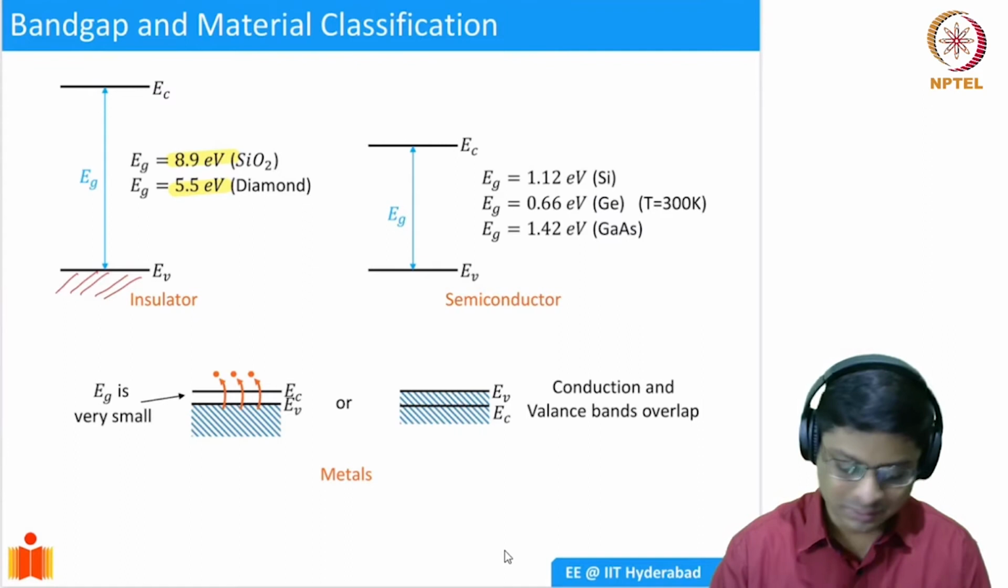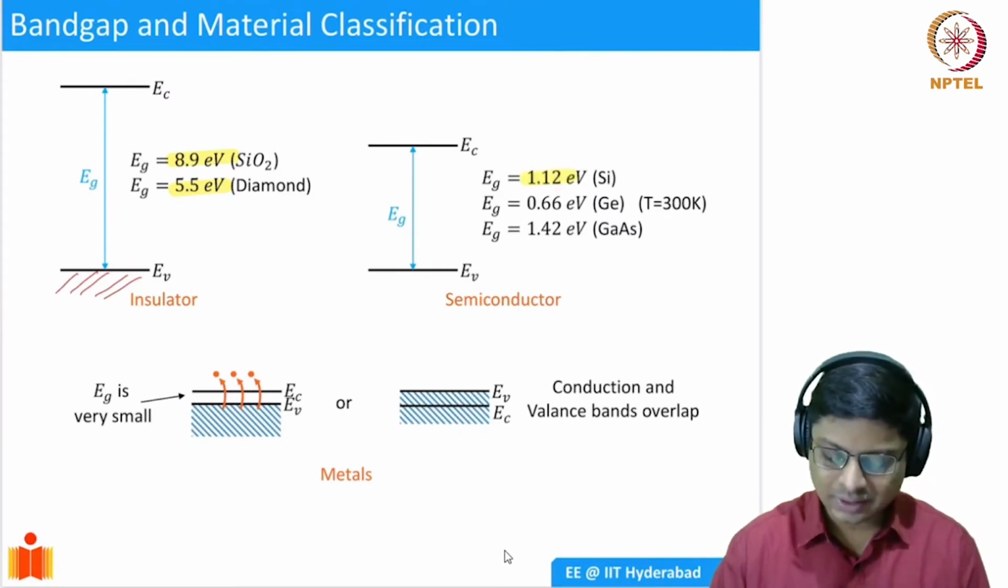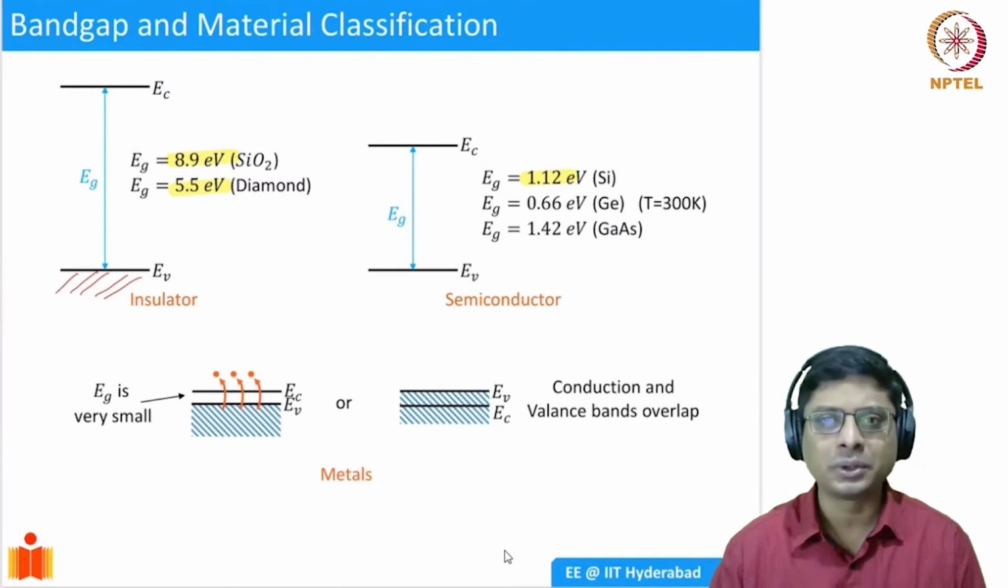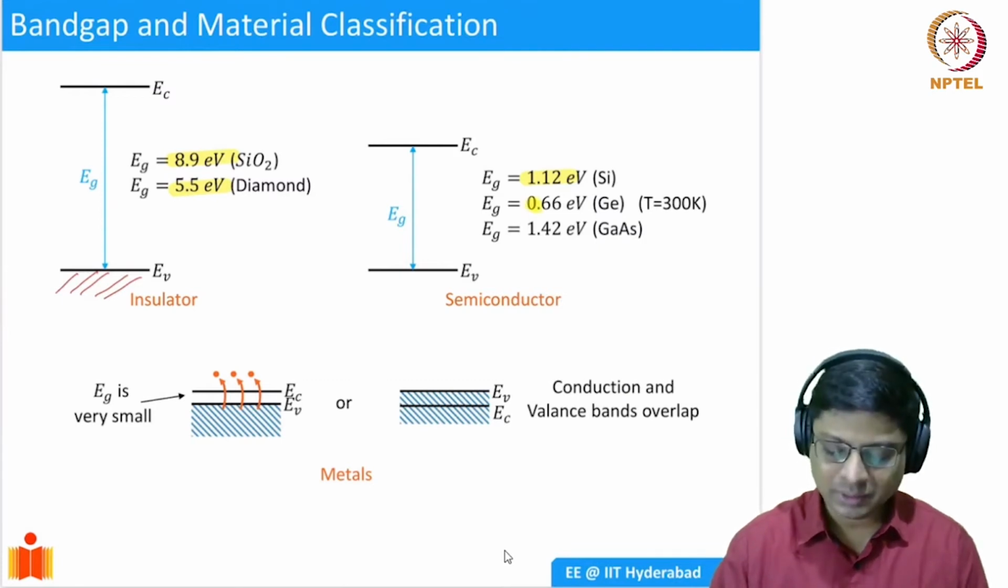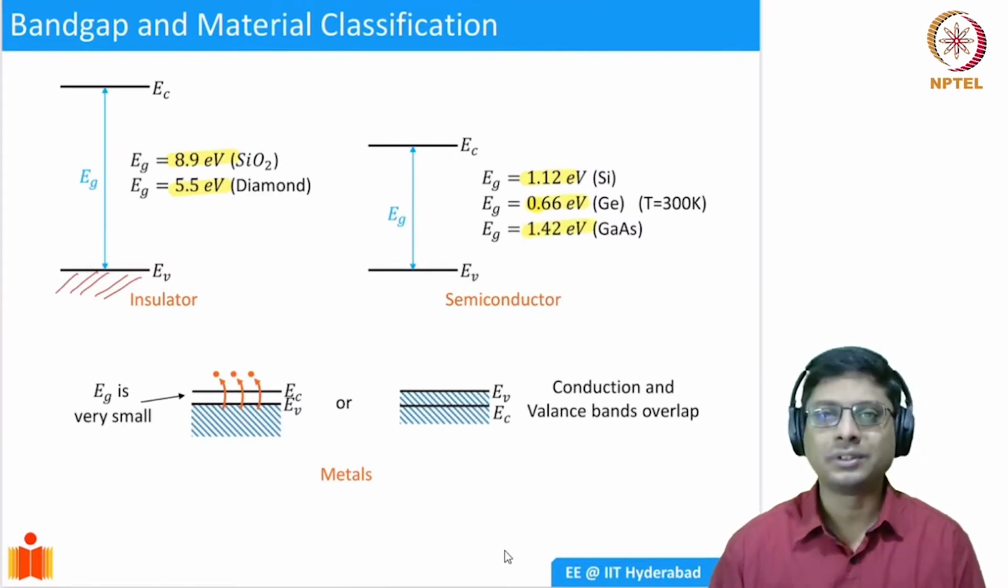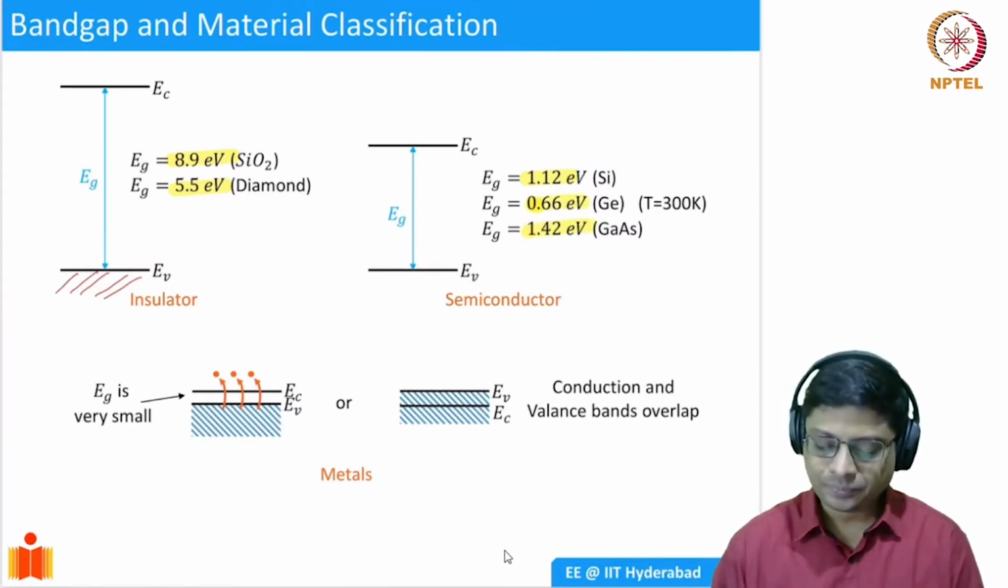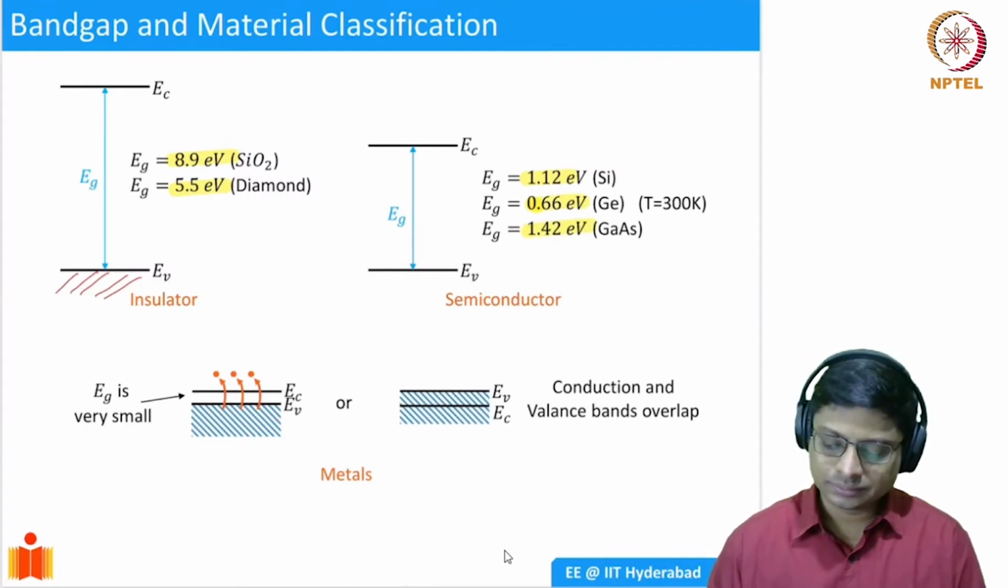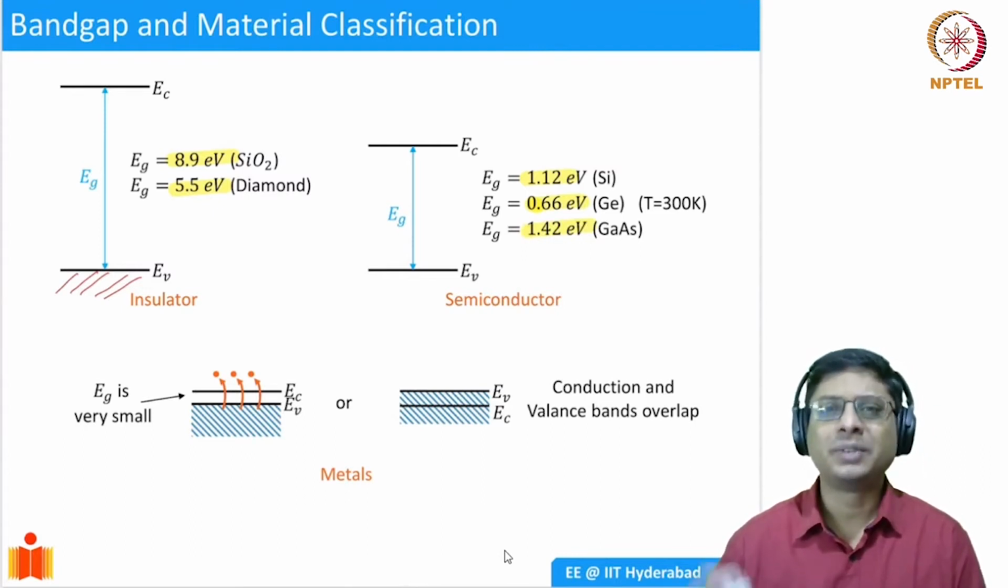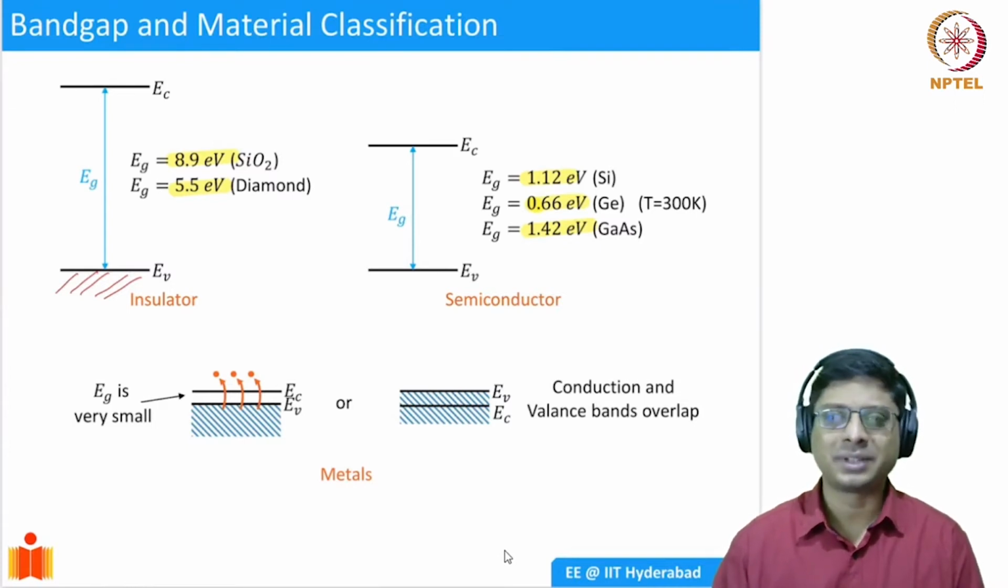So here are a few numbers. The band gap for silicon is 1.12 eV. The band gap for germanium is 0.66 eV, and the band gap for gallium arsenide is 1.42 eV. These are calculated using numerical approaches. Why these numbers? It becomes difficult to analyze without intuition.